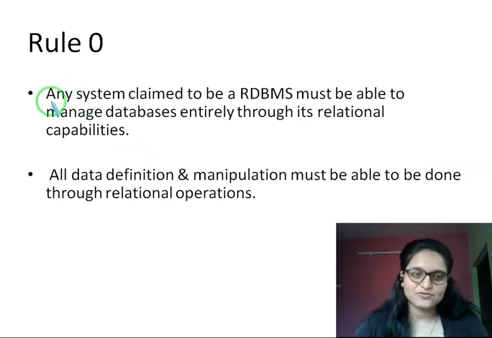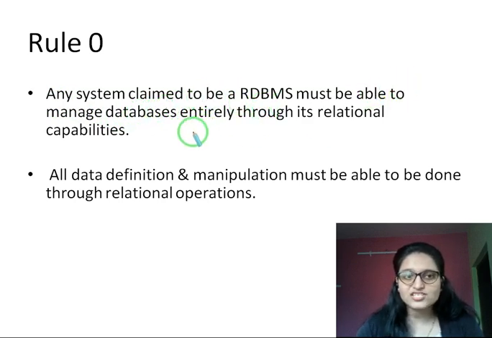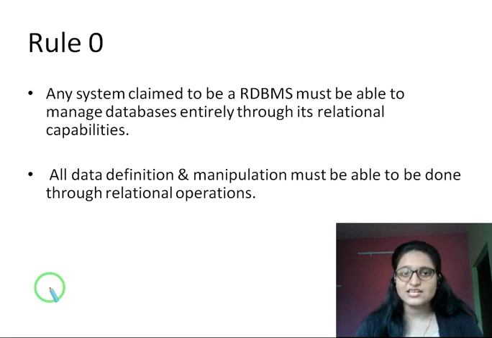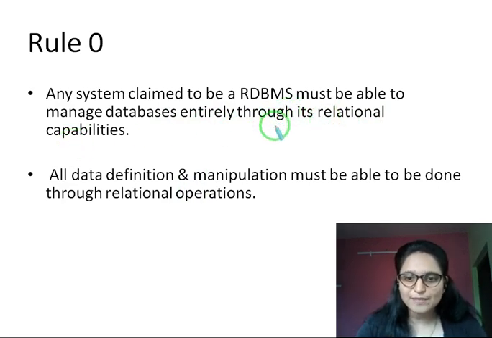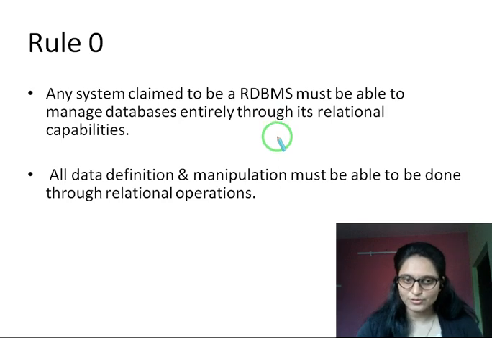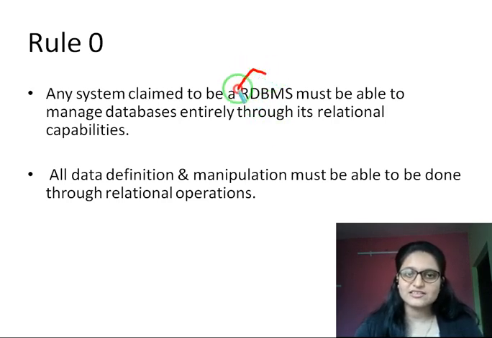So let's see. First we read out. Any system claims to be RDBMS must be able to manage database entirely through its relational capability. Yes, dear student, if we say that this database belongs to the RDBMS, then it is based entirely on relational capability. What is relational capability? Yes, it's Codd's 12 rules. All these rules must be followed by the data model. Then we say that our data model is an RDBMS.